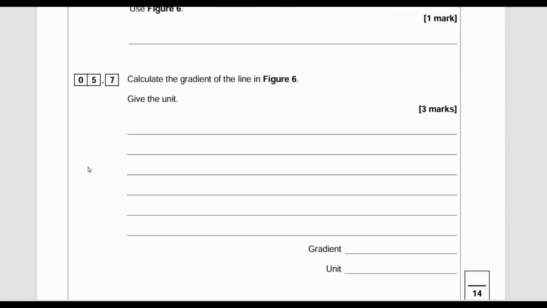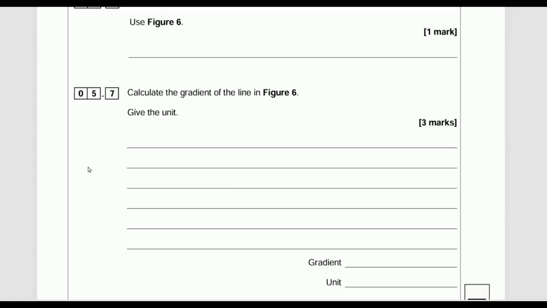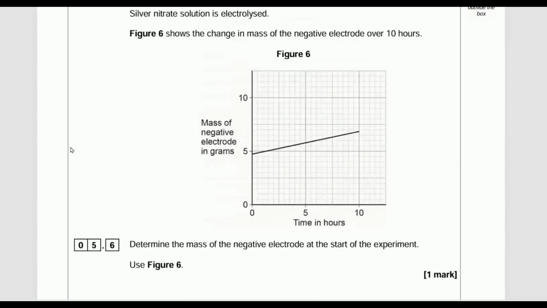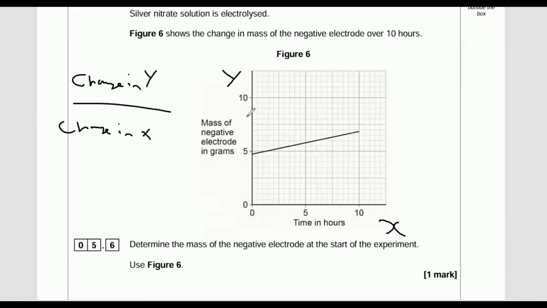It's quite hard, that question. Calculate the gradient of the line in figure 6 and give the unit. I'm going to show you how to do that. So the gradient is nice and easy. It's a straight line. So all we've got to do here is, what did it start at? What did it end at? We've got to do change. Gradient is equal to change in y divided by change in x. This is the y-axis and this is the x-axis. So by how much did the y change? How much did the x change? Divide them. And the units, you just take the unit from the y and the unit from the x. So you're just going to go grams per hour. That is the unit. And that's how you work it out.